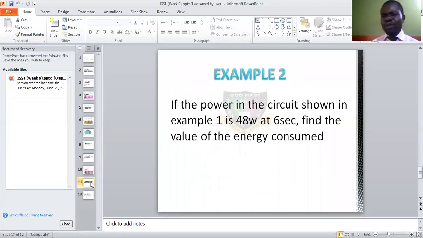Let's look at example 2. If the power in the circuit shown in example 1, I've just shown you, the power was 48 watts, remember? And we did the calculations and proved that it is really 48, that was really the value for that power. Then if the time is 6 seconds, find the value of the energy consumed. Remember, energy is the product of power and time. That is multiplying the two together. So let's look at the solution.